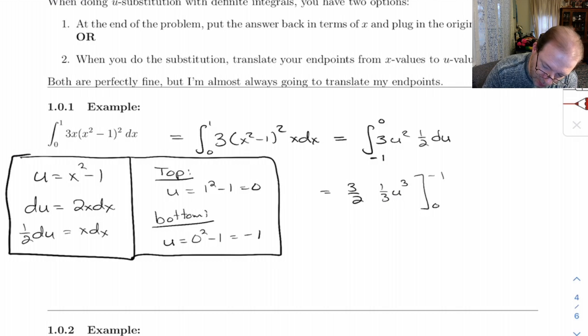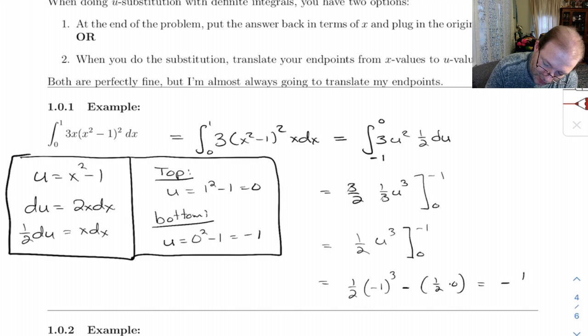Now we've got to plug in our endpoints. So the 3's cancel, and we're left with 1/2 u cubed from 0 to negative 1. So that's 1/2 times negative 1 cubed minus 1/2 times 0 cubed. So this is just minus 1/2.